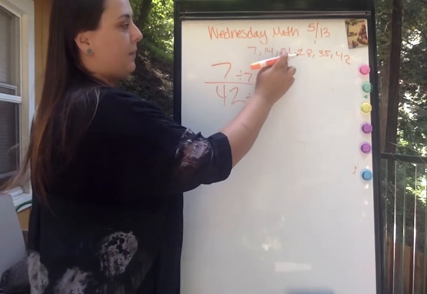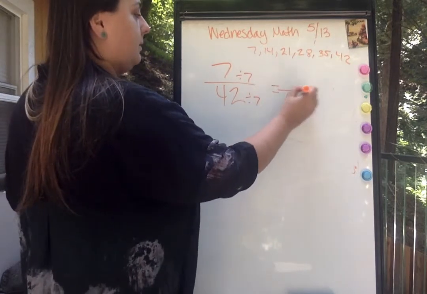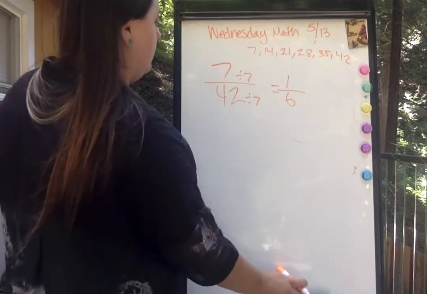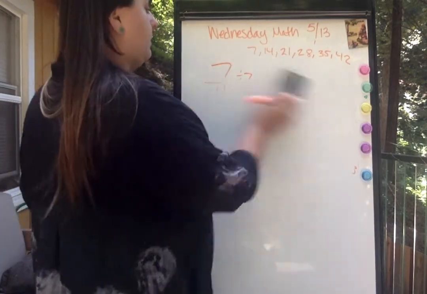So 1, 2, 3, 4, 5, 6. 42 divided by 7 is 6. So the total is 1/6. Or you can just know your math facts. Learn your math facts.